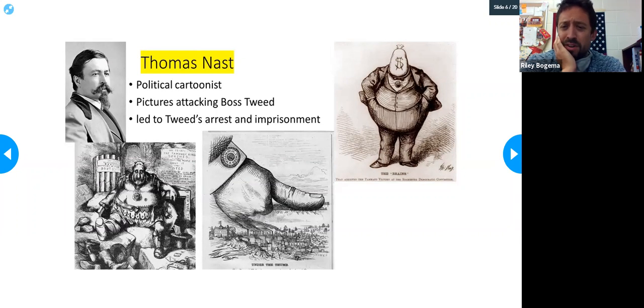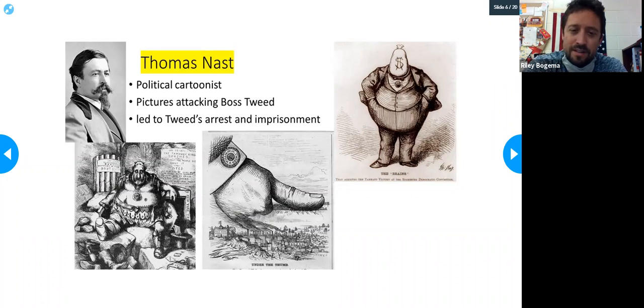And he supported Abraham Lincoln. So he supported the Republican Party, and he had issues with a lot of the corruption happening in New York City, and a lot of it was because of Boss Tweed. So he made a lot of political cartoons criticizing Tweed, and a lot of immigrants and a lot of people in New York couldn't read, but they could see these political cartoons, and it really hurt his reputation, and it's going to lead to his arrest.